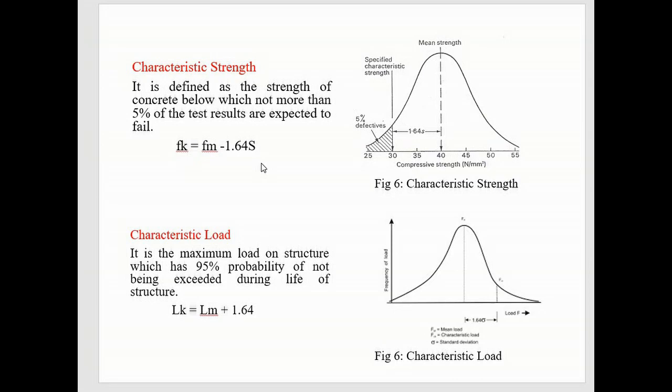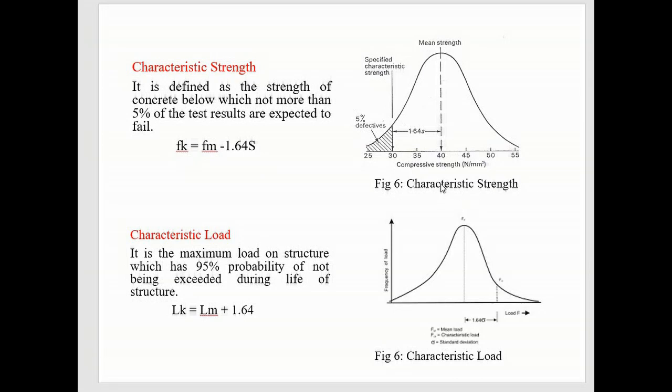Mean value is the actual strength of 1.64 s, which comes in mix design, that is the target strength, and this target strength will be more than the actual strength. For example, if the actual strength is M20, then the target strength will be 23, 24, like that.